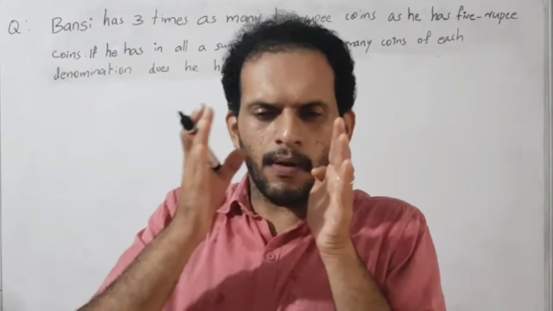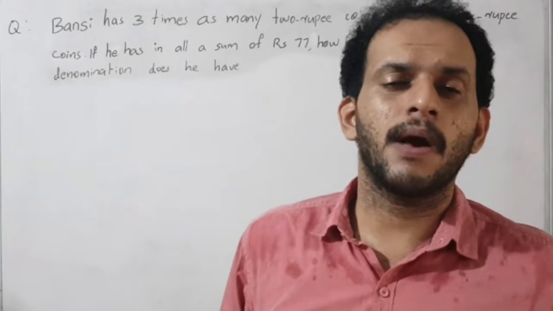So the number of 2 rupee coins is said on the base of the number of 5 rupee coins.